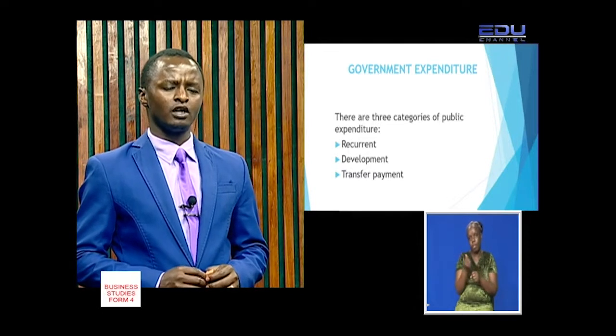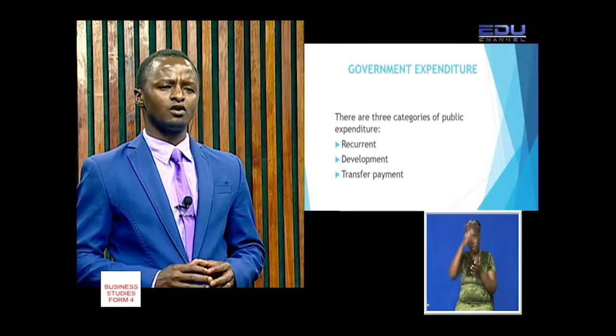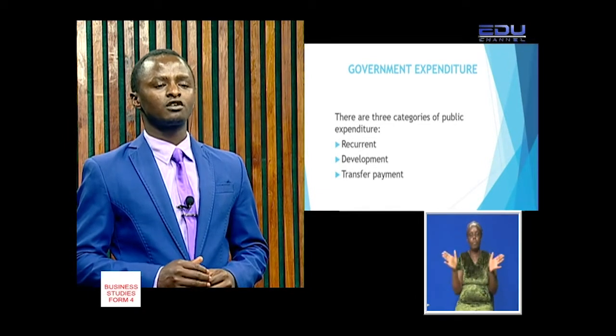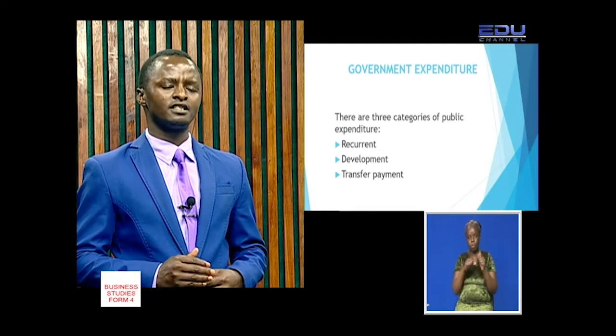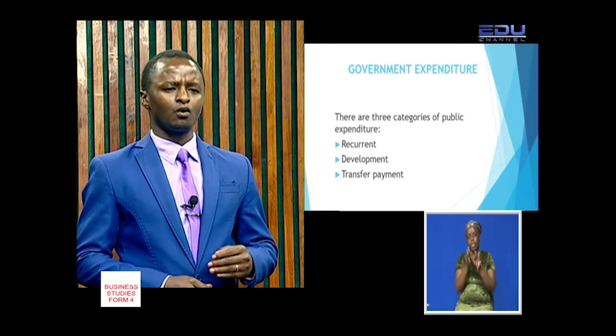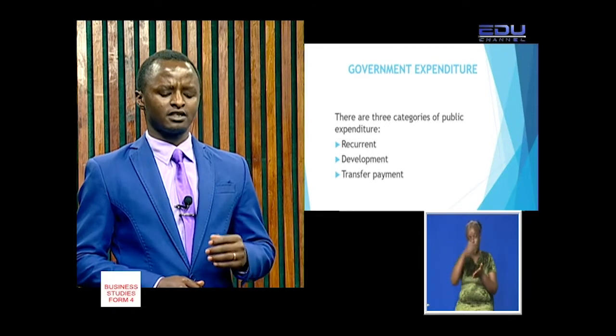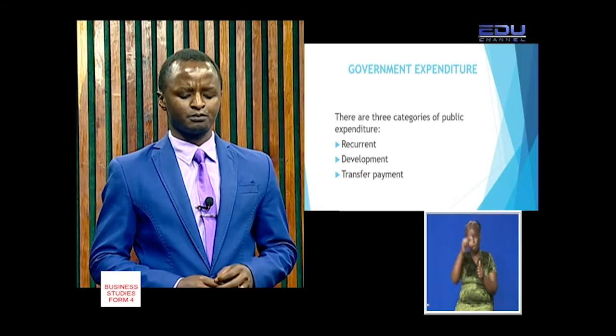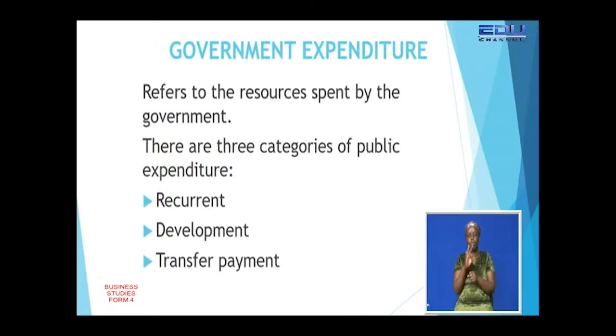Remember, when we were learning the concept of public finance, we talked of 3 components of public finance. And today we are looking at the third one, which is government expenditure. Now, government expenditure refers to the resources spent by the government.